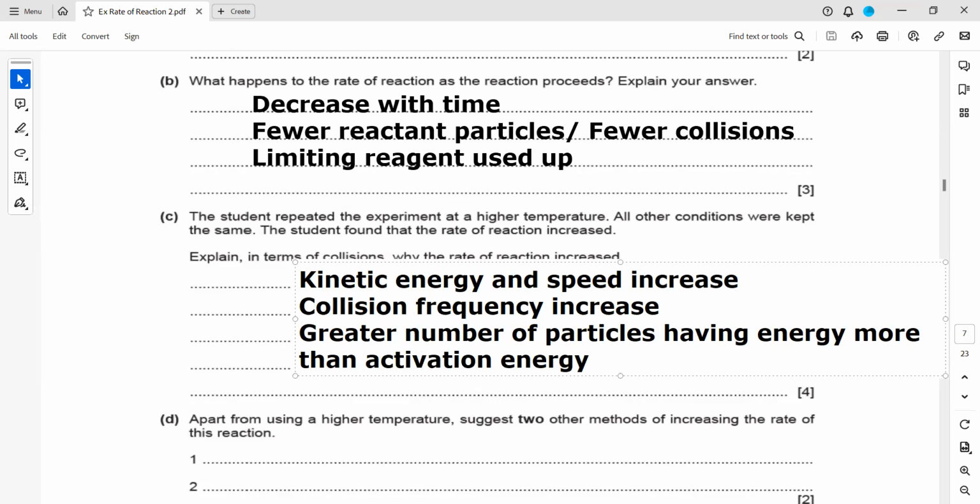So the distribution of the marks, according to the marking scheme: particles have more kinetic energy, that scores 1 mark. Speed increases or particles move faster, second mark. Even though they are related, that will score the second mark. Collisions per unit time increase or collision frequency increases, that is the third mark. And a greater number of particles have energy more than activation energy, that will be the fourth mark.